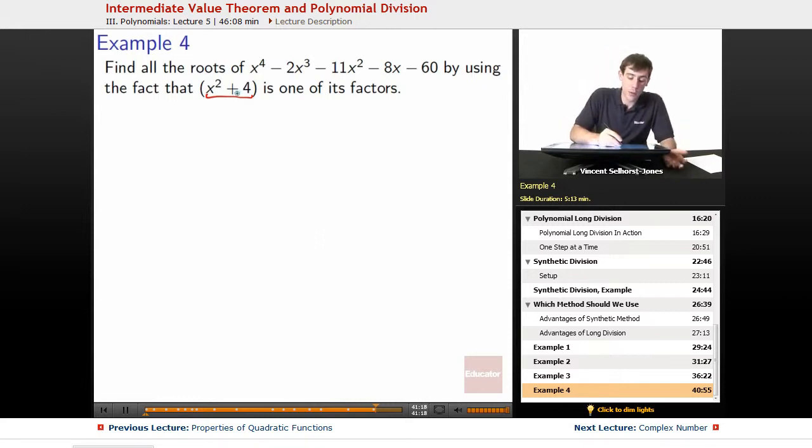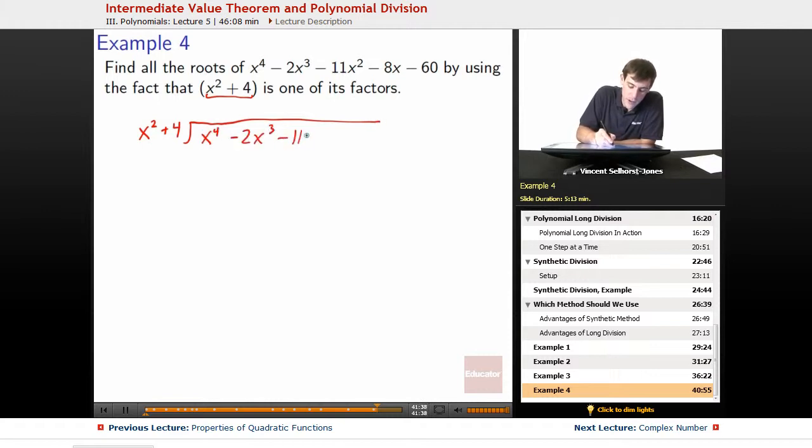So we want to factor this larger thing. We know that we can pull out x squared plus 4. If we're going to pull it out, can we use synthetic division? No, because it's not in the form x minus k. We've got this x squared. So we've got to use polynomial long division. So x squared plus 4, we plug in x to the fourth minus 2x cubed minus 11x squared minus 8x minus 60.